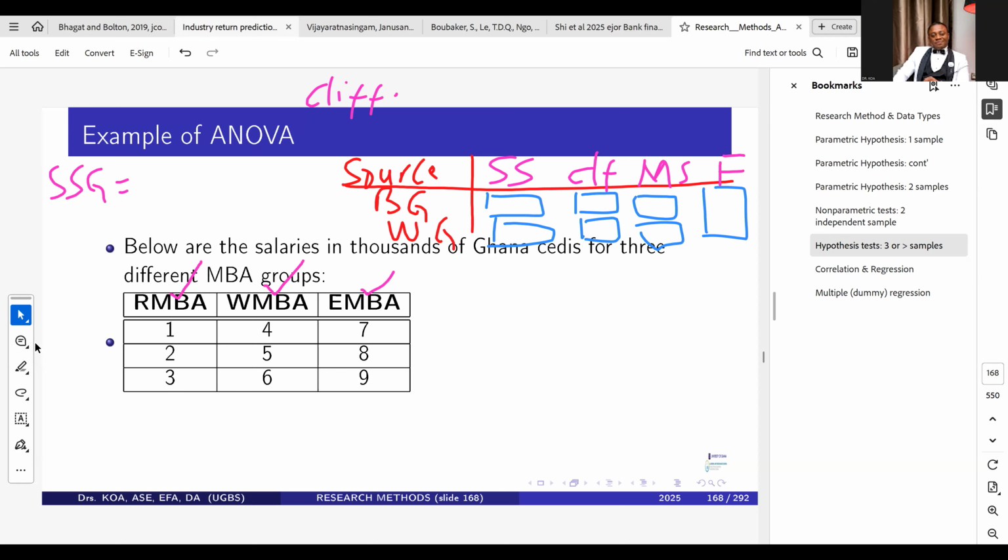The SSG is equal to the summation of X I J minus X I bar, minus X bar, all squared. Write it down. It's very easy; when I interpret it for you, you'll see. X I bar minus X bar all squared, summation of that. I starts from 1 all the way to k, or j.